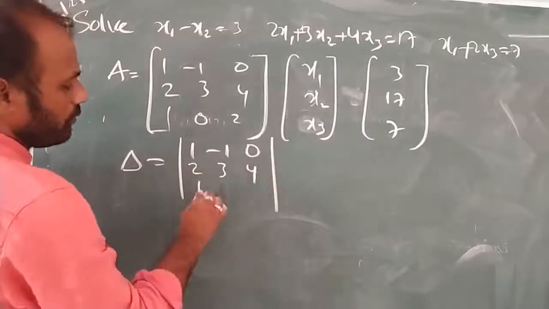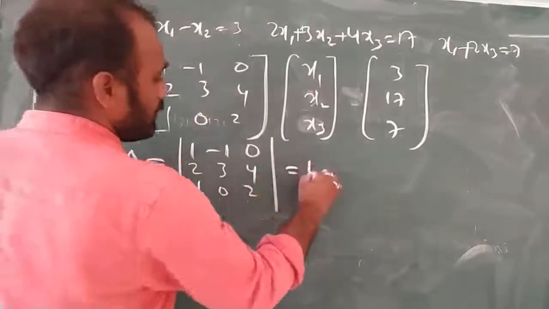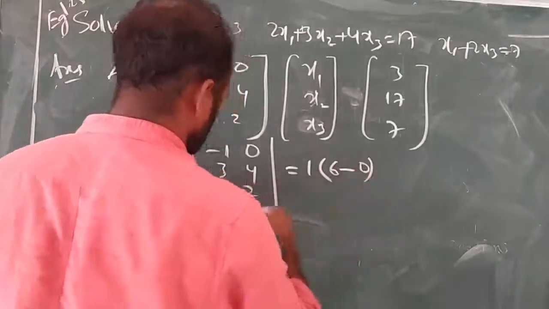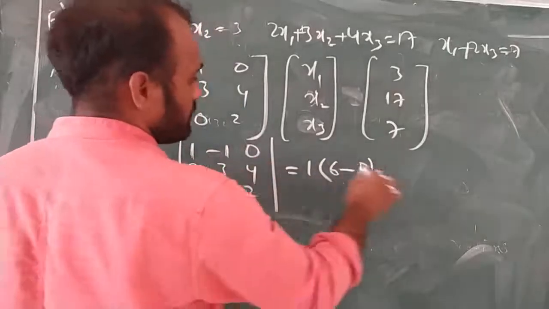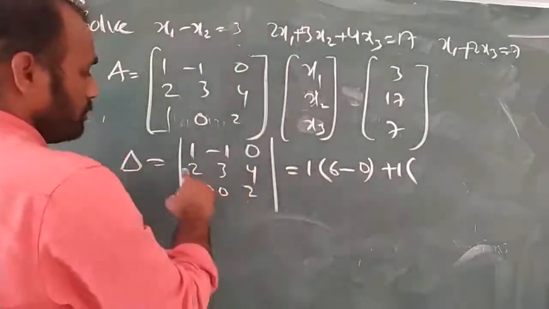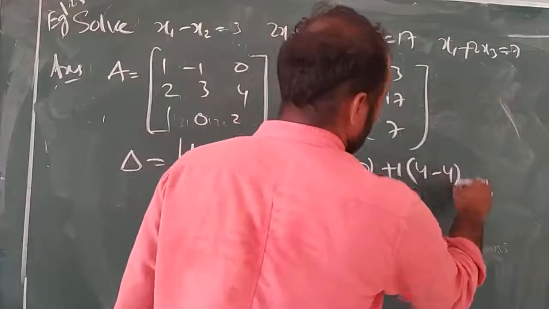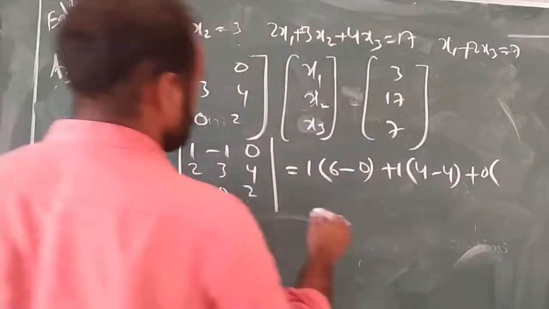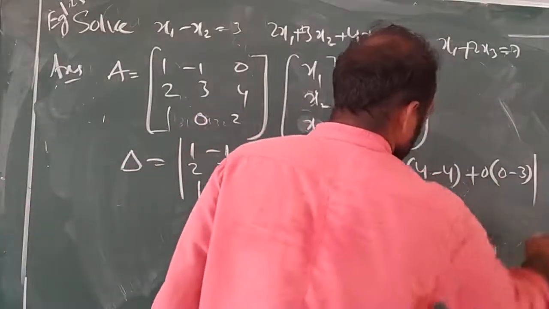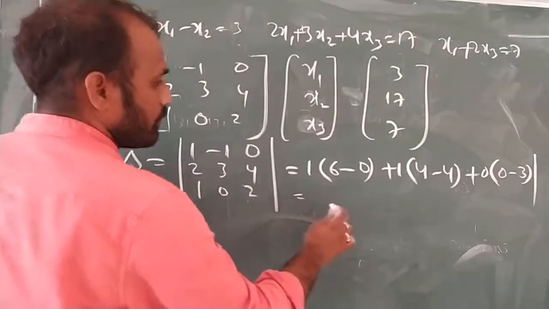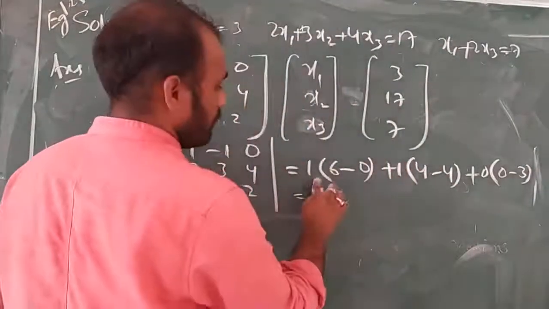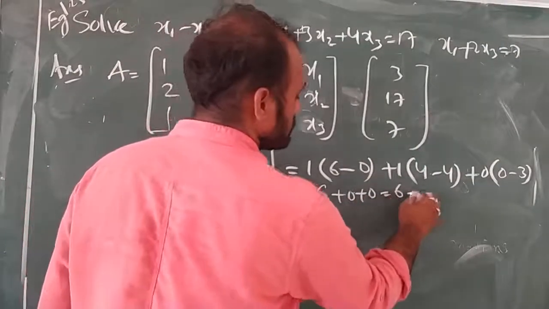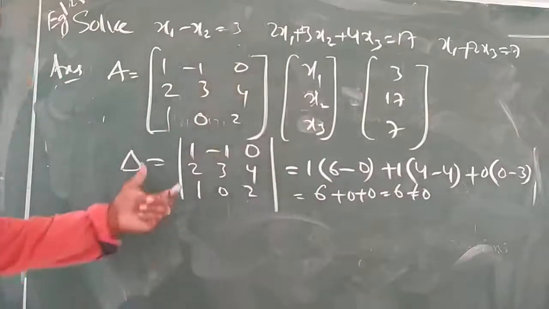The rows are 1, minus 1, 0; 2, 3, 4; 1, 0, 2. So 1 into (3 times 2 is 6, minus 0 into 4 is 0). Here the sign is minus, so minus of minus 1 makes it plus 1 into (2 times 2 is 4, minus 4), plus 0 into something will be 0. So 0, minus 3. It equals 6 plus 0 plus 0. So I am getting 6, which is not equal to 0. So definitely we can now apply Cramer's rule.